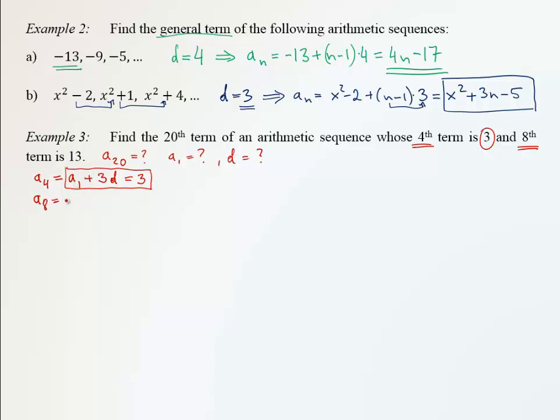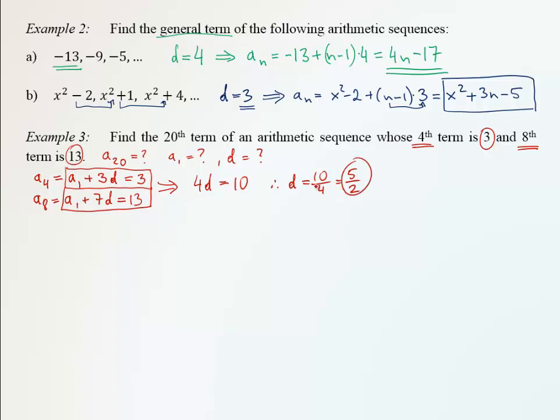So what's a8? According to the formula, a8 is the first term plus 8 minus 1, which is 7, times the common difference, and the question says it equals 13. So that's the second equation. Now we have a system of equations, so we can solve them for a1 and d. For example, if from the bottom equation we subtract the top equation, then a1 will cancel, and 7d minus 3d is 4d, equals 13 minus 3, which is 10. Therefore, d by itself is 10 quarters, or after simplifying, 5 halves. That's good, we already have d.